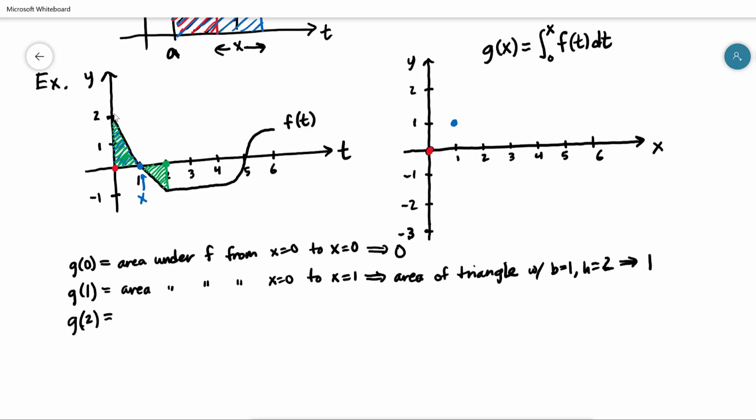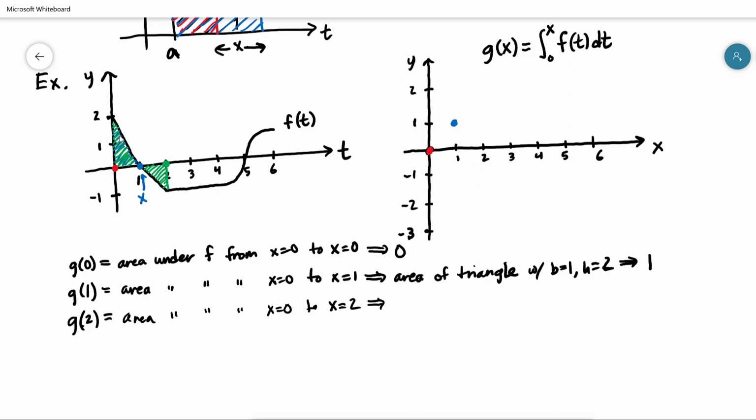We just found the area of this region. It was 1 because it's a triangle with a base of 1, a height of 2. This one is an area of a half because it's also a triangle with, in this case, a base of 1 and a height of 1, but it's downward, so it's negative. And then I multiply that by a half. So 1 times -1 times a half. And I've got to add those two pieces up. So again, I'm going to stop writing this after this one, area under f from, in this case, x equals 0 to x equals 2.